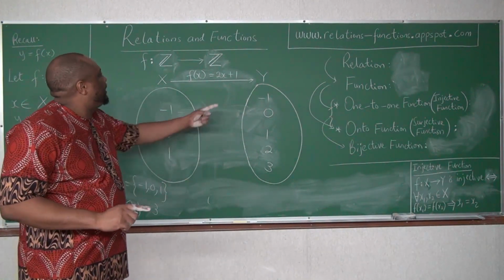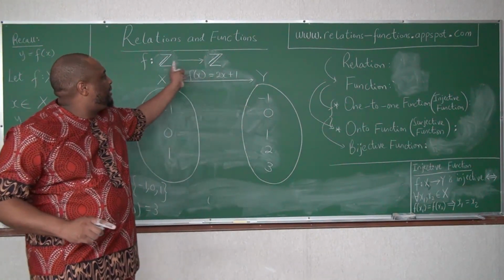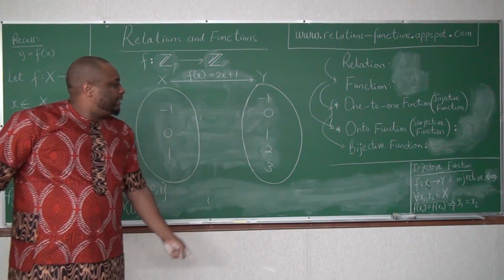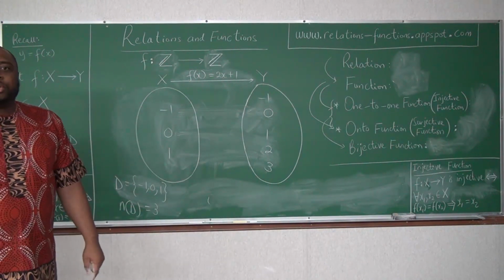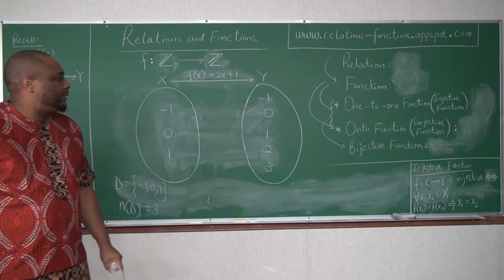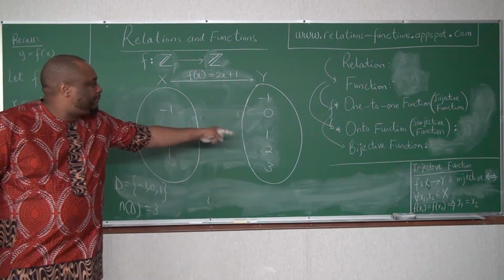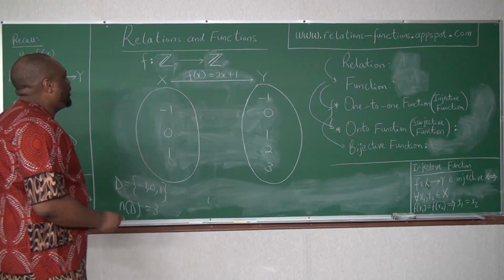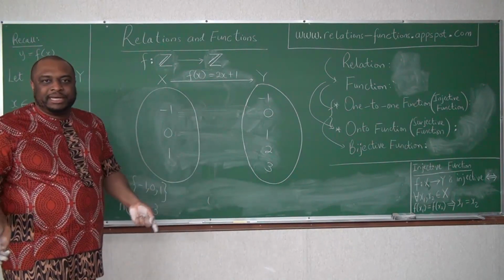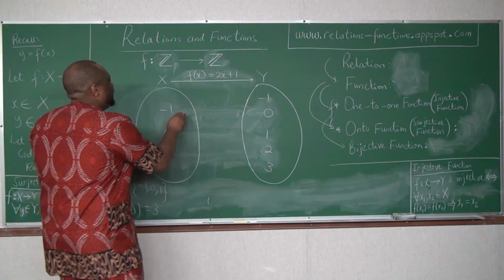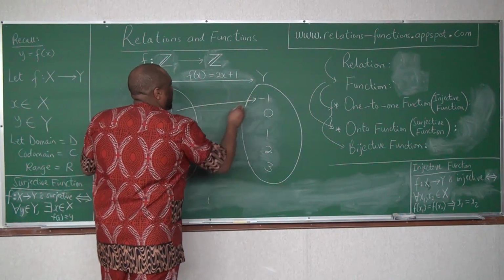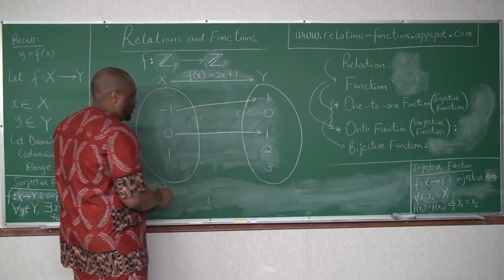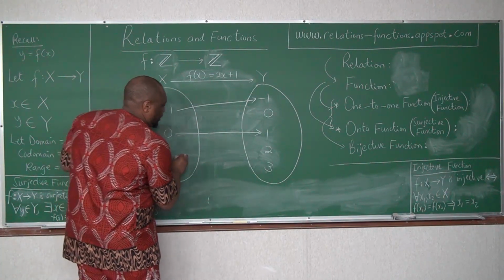Look at this here. This is still okay because remember we said from integers to integers. These are still integers here. So it's possible to have something like this. So here, 2 times -1 is -2 plus 1 is -1. -1 maps to -1. 0 maps to 1. 1 maps to 3.